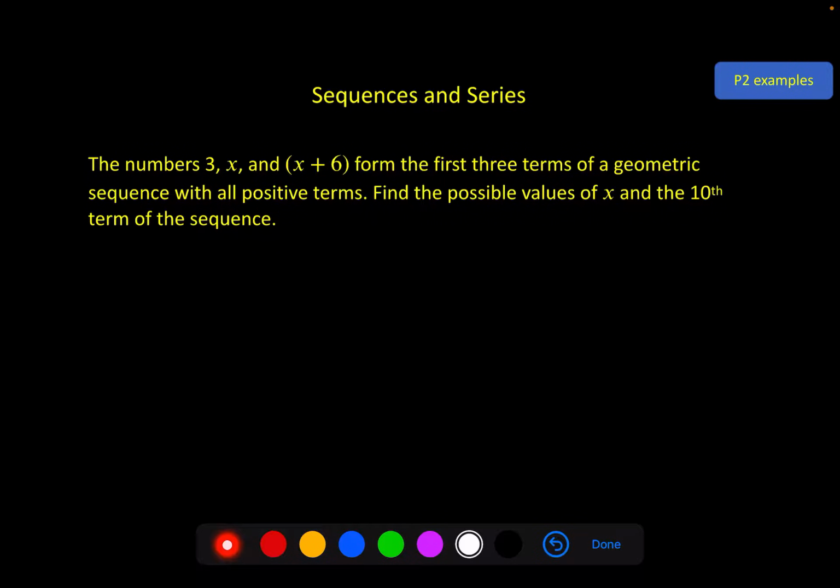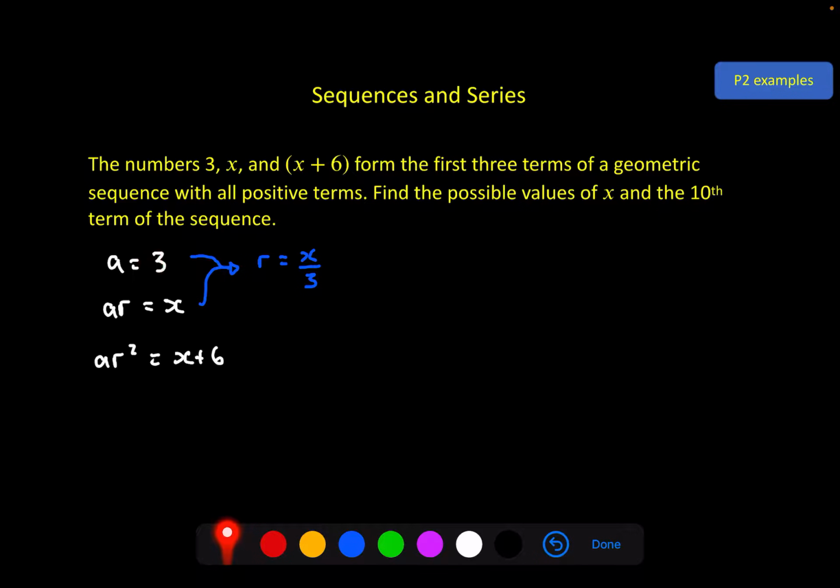So the numbers 3, x and x plus 6 form the first three terms. So a, straight off the bat, is 3. A times r is x. And a times r squared is x plus 6. These are the first three terms of any geometric sequence, and this specific one is 3, x, x plus 6. Which tells us, using the first two, if a is 3, then r, the ratio, must be x divided by 3. Is that helpful? Well, yes.